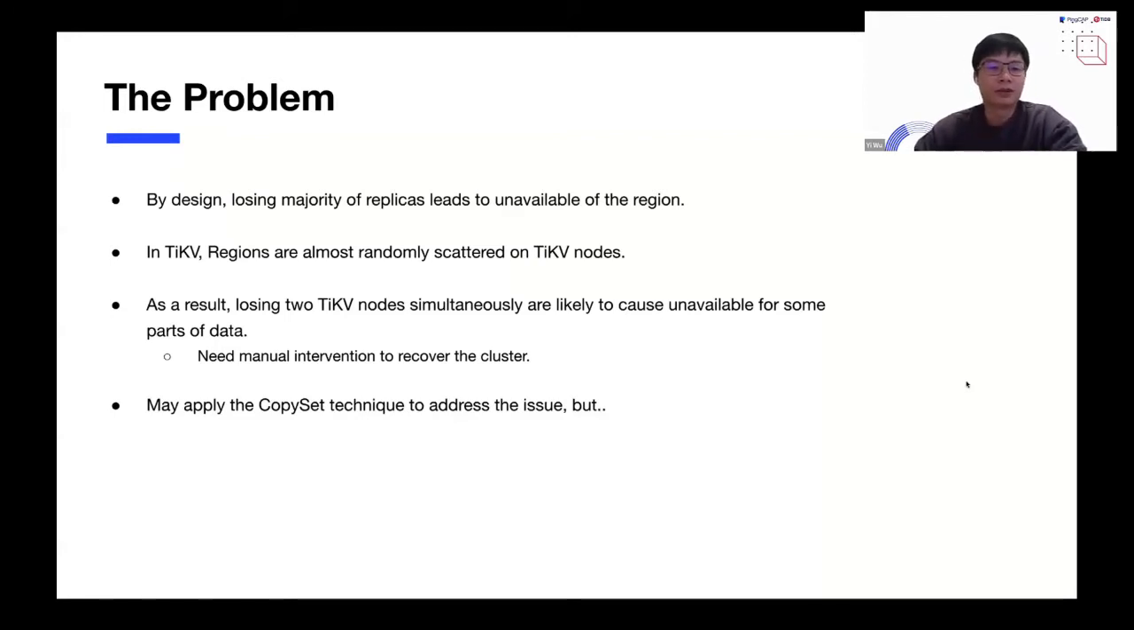Of course, we could consider using a technique called copy set, which allows us to cleverly place those regions on the TiKV nodes, so that when we have two failing TiKV nodes, there will be a lower chance that it causes unavailability. But on the cloud, there is another similar problem that even with copy set couldn't be solved.